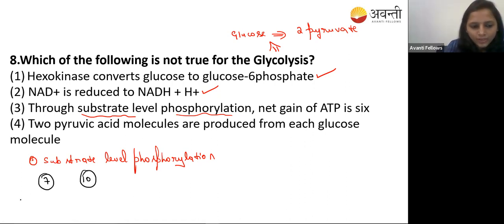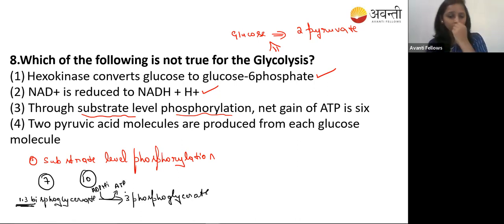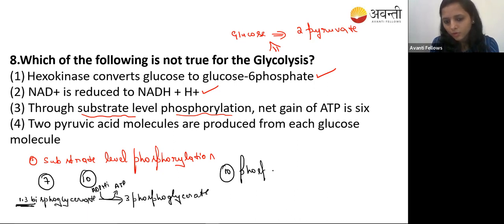In the 7th step, you can see that 1,3 bisphosphoglycerate is converted into 3-phosphoglycerate. So what will happen there? ADP and Pi are the substrates. The phosphate group is in the first position, so that will be utilized and converted into ATP. That is 1 ATP. And in the 10th step, what will happen? There is phosphoenolpyruvate there, right?